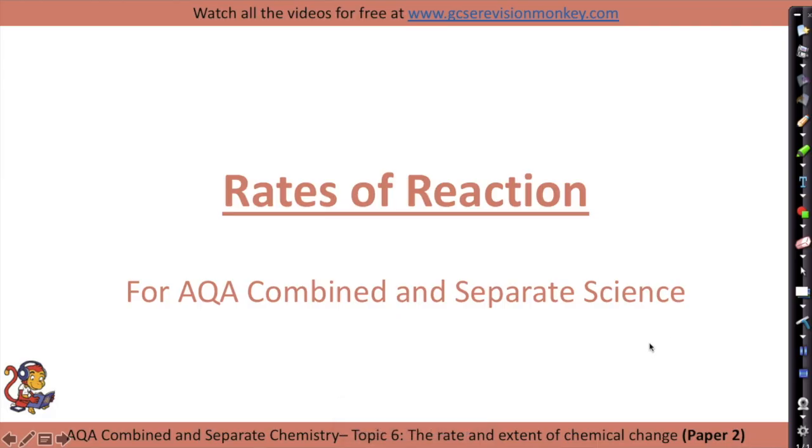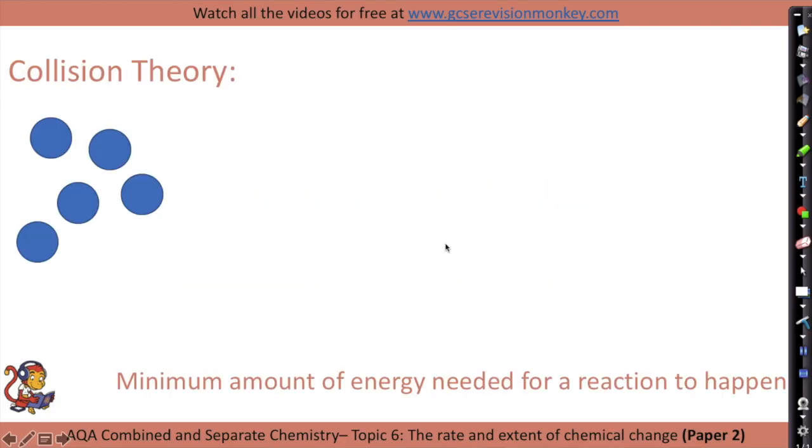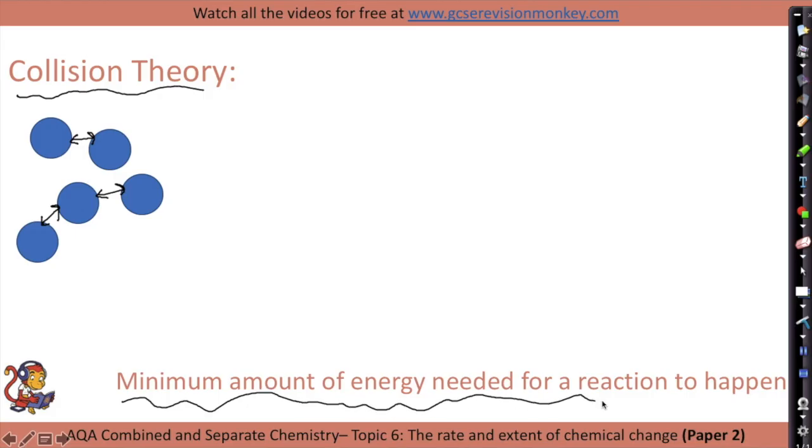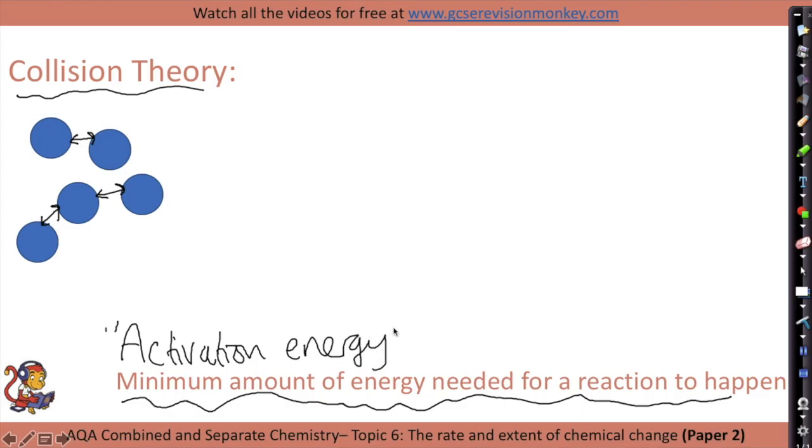Let's start with our initial ideas then of what actually has to happen for a reaction to occur. And this is all to do with collision theory. This is the idea that particles are constantly colliding with each other. But that doesn't necessarily mean that they are going to react. The only way in which they can react is if they have the minimum amount of energy needed for a reaction to happen. And we call this the activation energy. So only if those particles collide with the activation energy or enough energy will they actually be able to react.